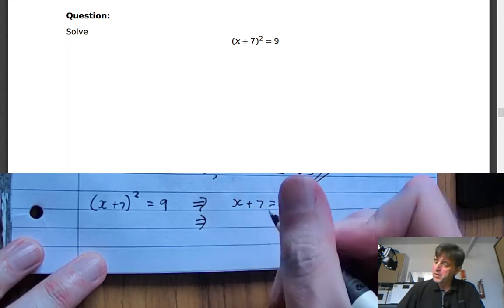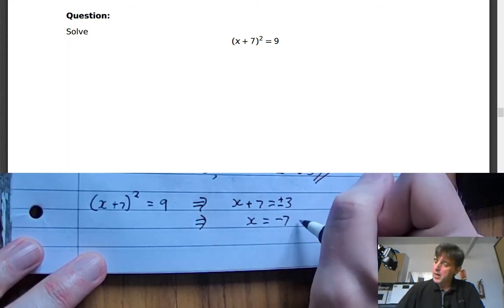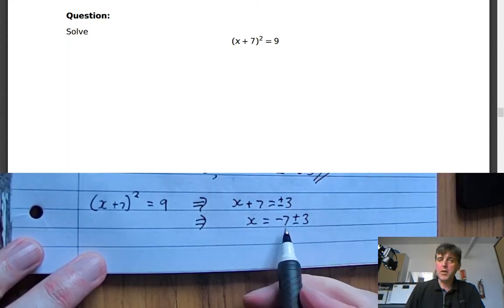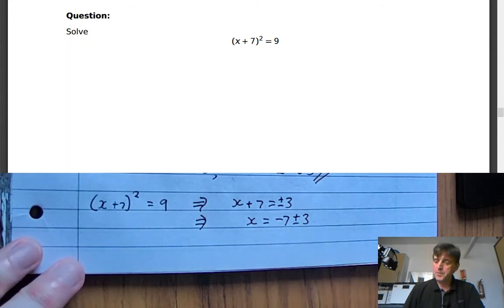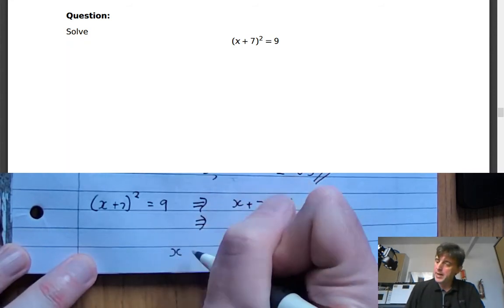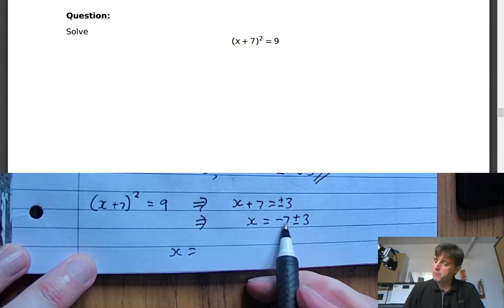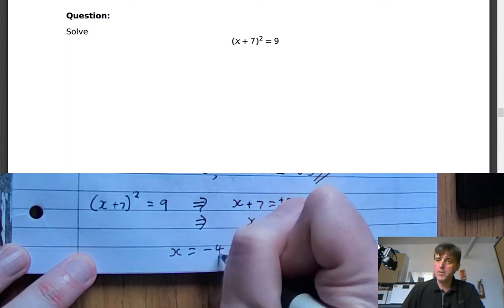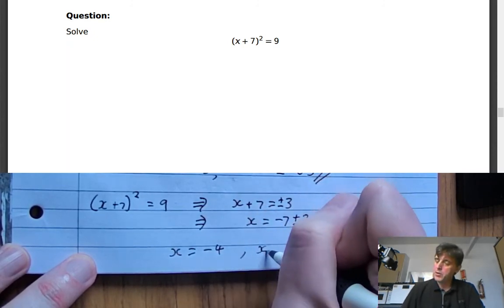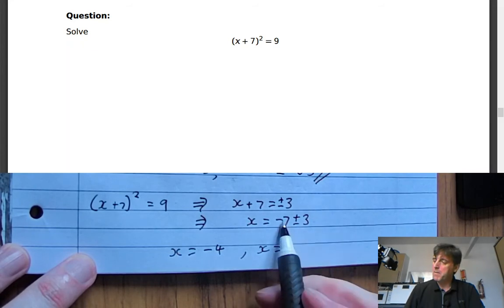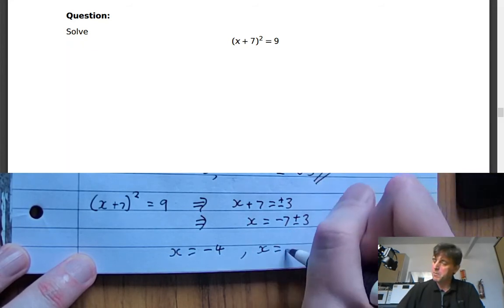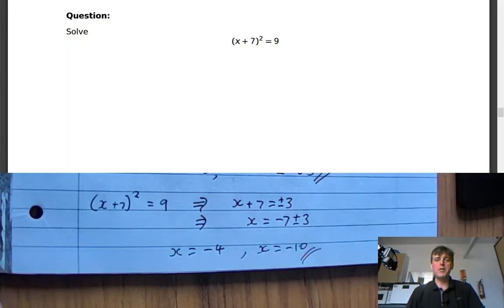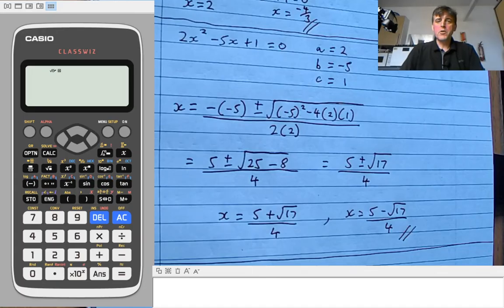Subtract 7 from both sides, and we're going to end up with -7 plus or minus 3 as our two roots. So that must mean that x could be, well, -7 plus 3 is going to be -4, and the other solution, the other root, is going to be -7 minus 3, which gives us -10 there. Hopefully you agree with me. So please do watch out for that little trick. You know, sometimes you can save yourself quite a lot of work.